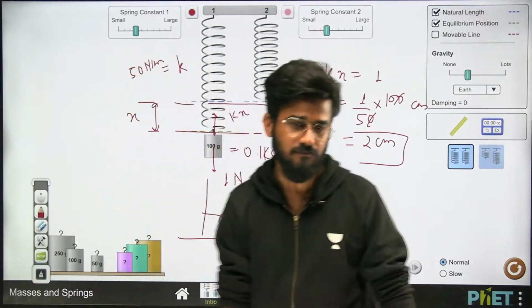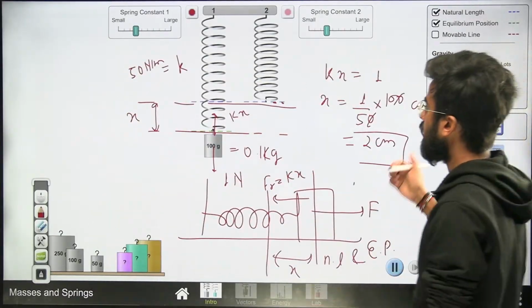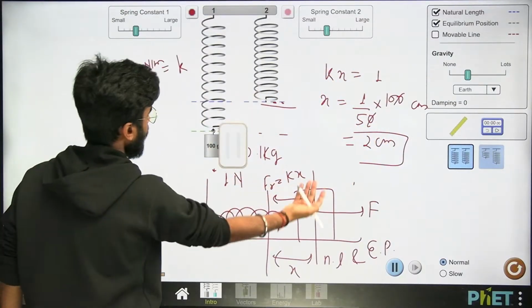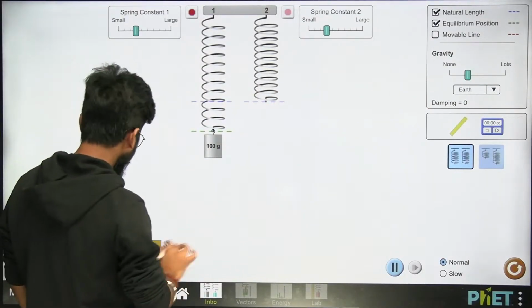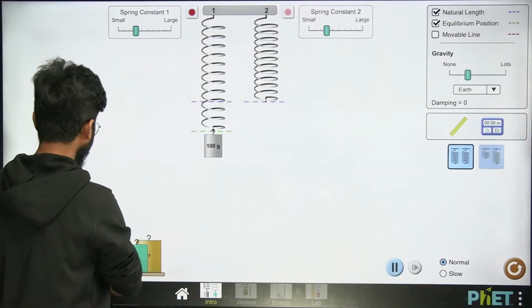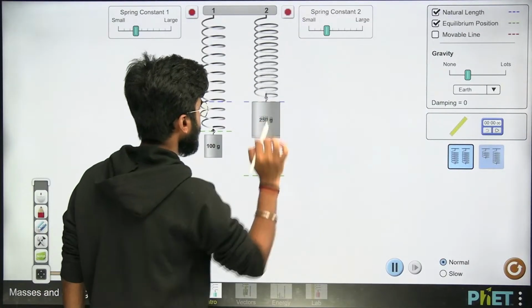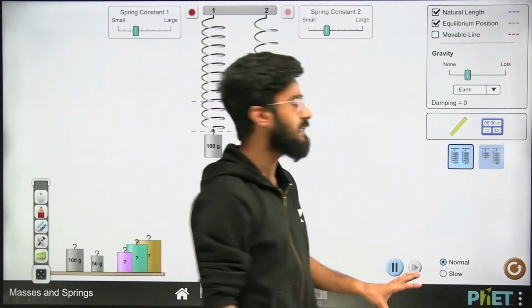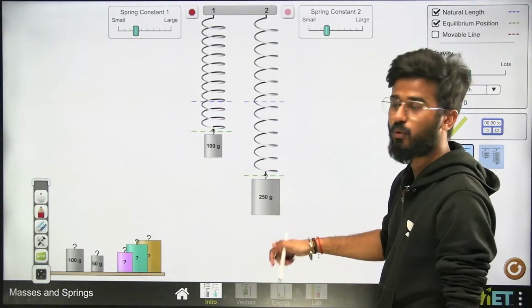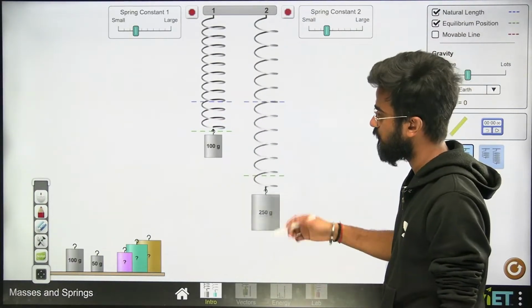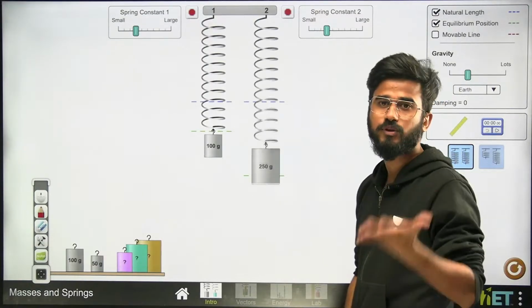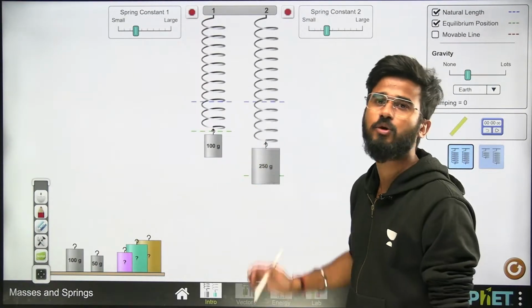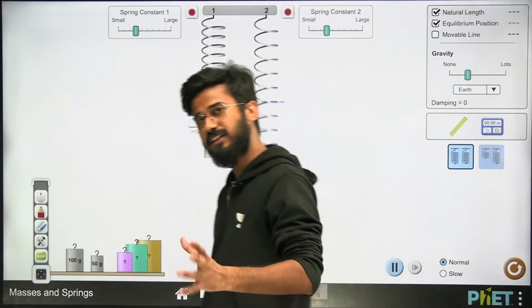Got it? Any doubt till here? Now suppose that we attach some other mass to this spring, and we just keep it at the natural length. You can simply see that the extension will be more, and if we just leave it, because of the unbalanced forces, it just starts SHM. Got it? So this was about the spring force.